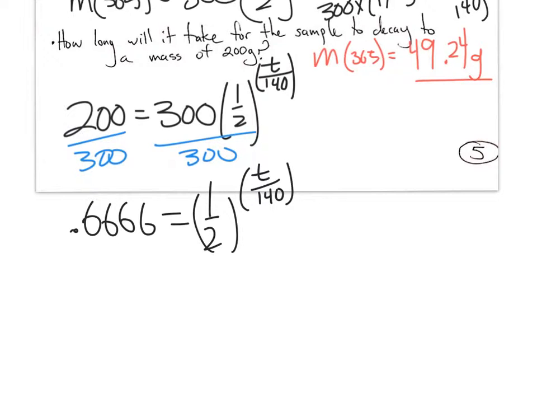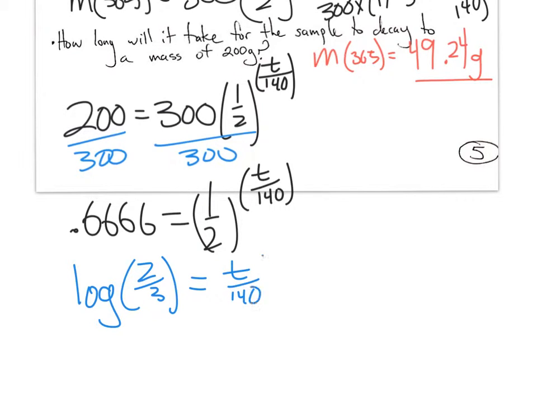Alright, this is where we can take the log of both sides so that the exponent can be moved down to be a coefficient. I don't like that decimal number, so I'm going to leave it as a fraction. Log of 2/3 equals, and watch me skip a step here, our exponent times log of 1/2.